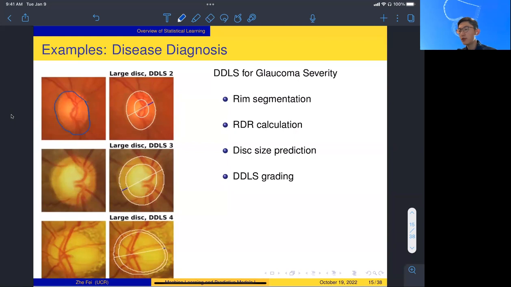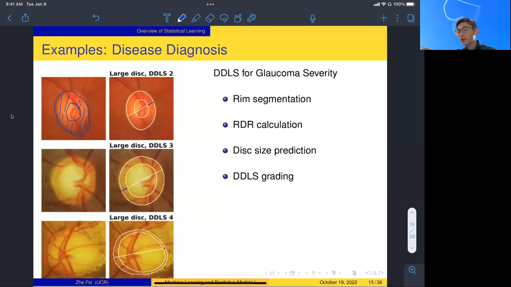Based on the image input, we want to identify the disc area, right? And the brighter region inside is the so-called rim. In other words, we want to segment this image into disc and rim. So we want to identify this rim area for subsequent analysis.